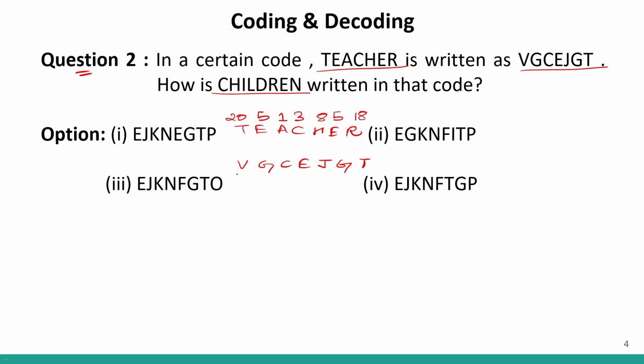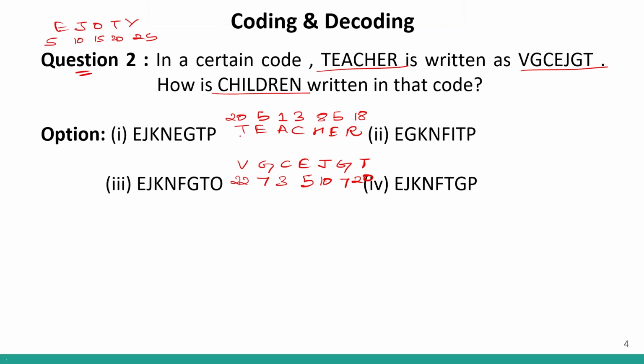Giving forward ranks to VGCEJGT, V is 22, G is 7, C is 3, E is 5, J is 10, G is how much? 7, and T is 20. So remember the shortcut, which is AJOT. Where E is 5, J is 10, this is 15, this is 20, and this is 25.